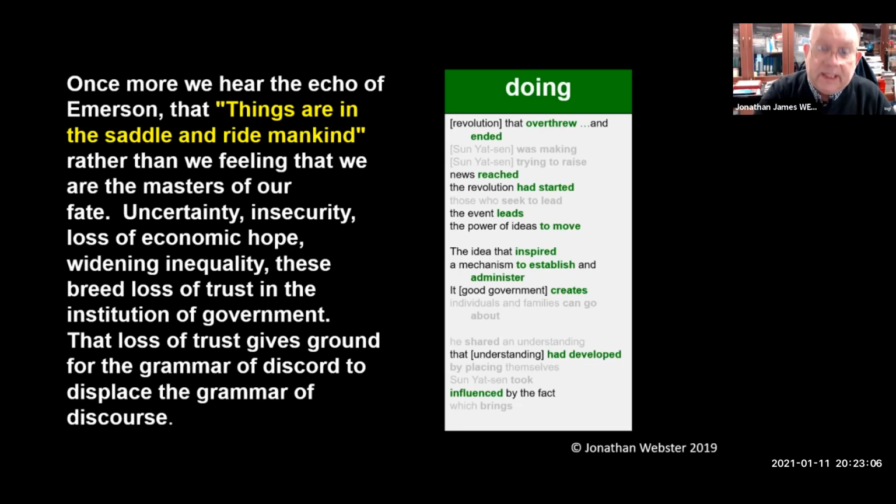It's a beautiful line, the sentence at the end especially. "That loss of trust gives ground for the grammar of discord to displace the grammar of discourse." It's a beautiful statement, but that's not my main point. My main point here is what he's saying. What is he saying in this speech? "Things are in the saddle and ride mankind." Do you understand that line?